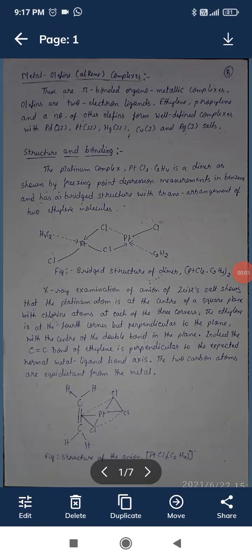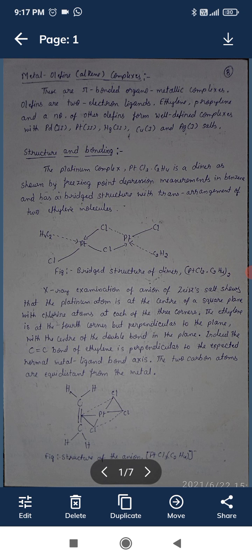Hello students. So now we shall see the next part of organometallic compounds, that is metal olefin complexes, that is alkene complexes. These are pi bonded organometallic complexes. Olefins are two electron ligands, that is you can understand by this, that is a bidentate type of ligand.